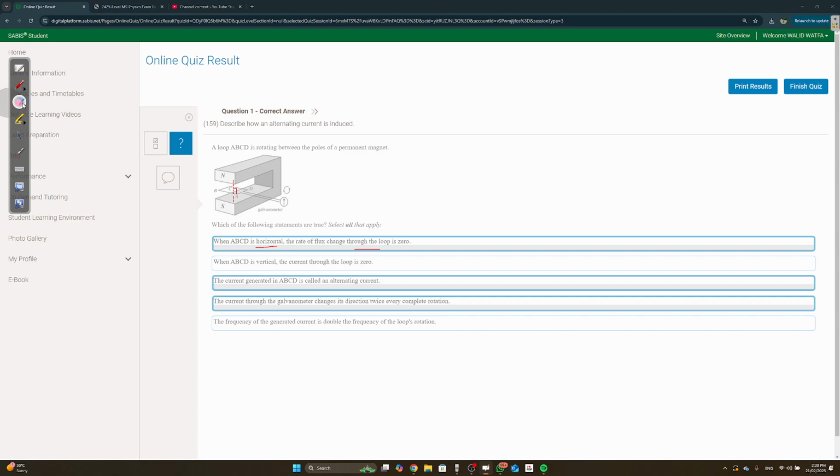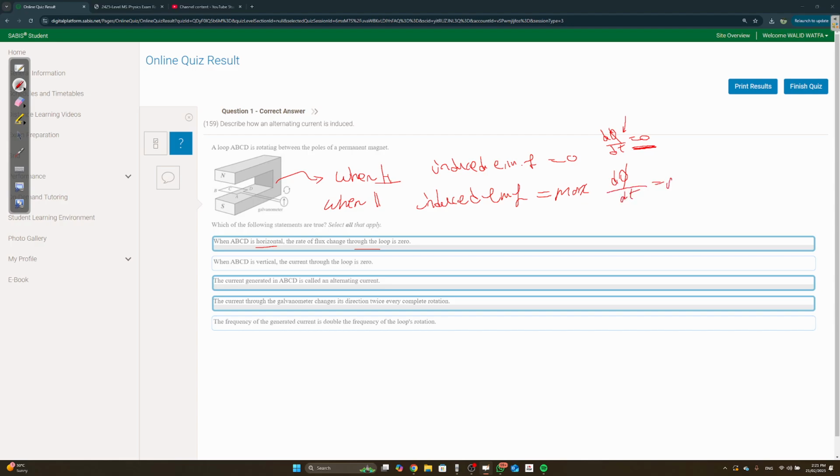What did we agree on, guys? We agreed that when it's perpendicular, the induced EMF is 0 because d flux is equal to 0. The rate of change in flux when it's perpendicular is 0. And when it's parallel, but this is the sign for parallel, induced EMF is max. And in this case d flux over dt is max, because the rate of change in flux in this case is max.